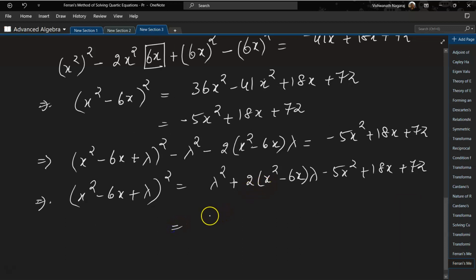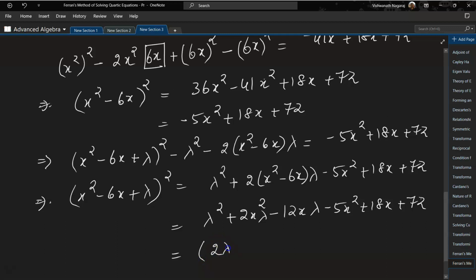Okay, let's first open up this bracket. So lambda square plus 2x square minus 12x lambda x square lambda minus 5x square plus 18x plus 72. Okay, let's group them based on x. We get 2 lambda minus 5 x square.